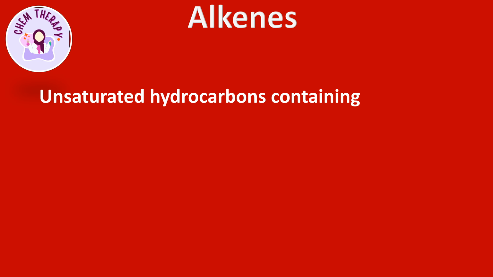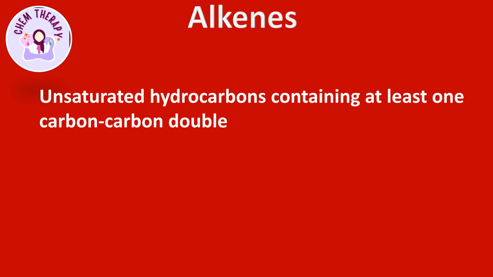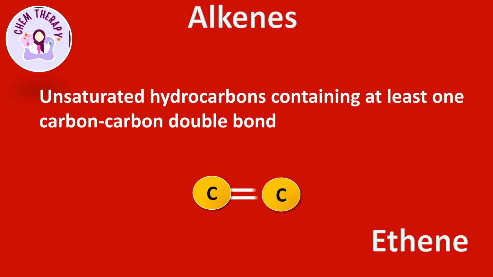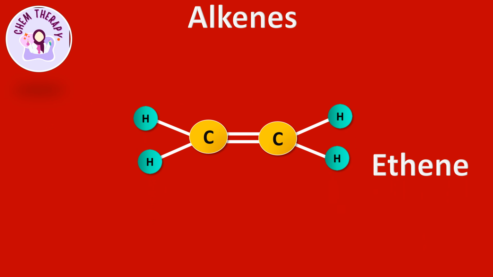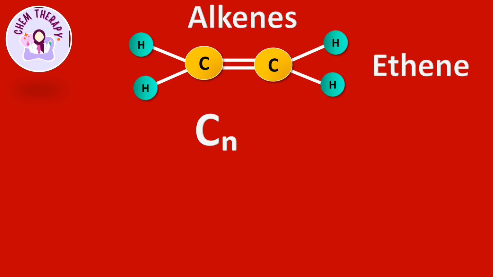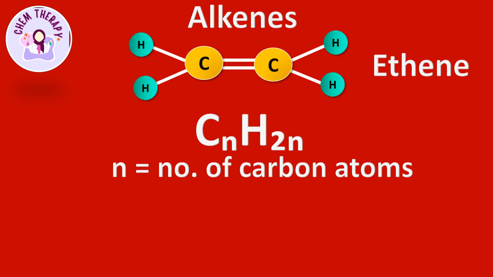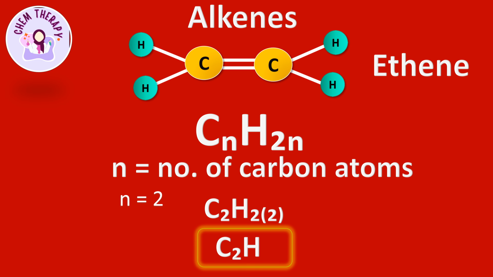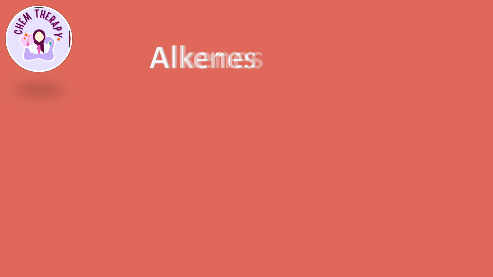Alkenes are the unsaturated hydrocarbons containing at least one carbon-carbon double bond. The simplest alkene is ethene, in which there are 2 carbon atoms containing a double bond between them. The general formula for alkene is CnH2n, where n is the number of carbon atoms. For ethene, n is equal to 2. Putting this value of n into the general formula, we get the formula for ethene as C2H4.